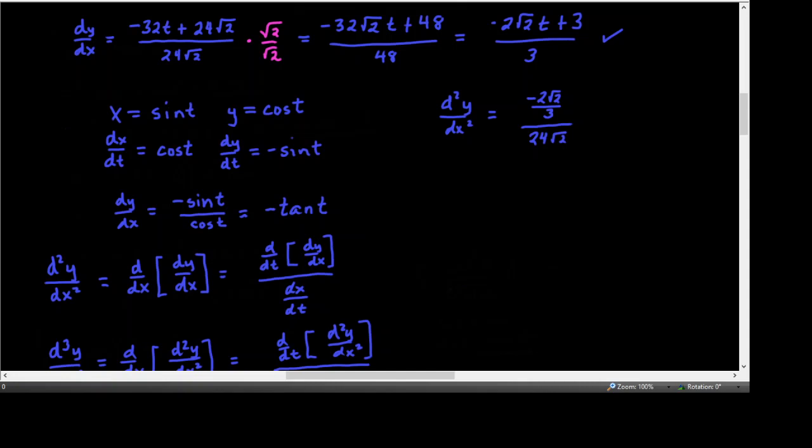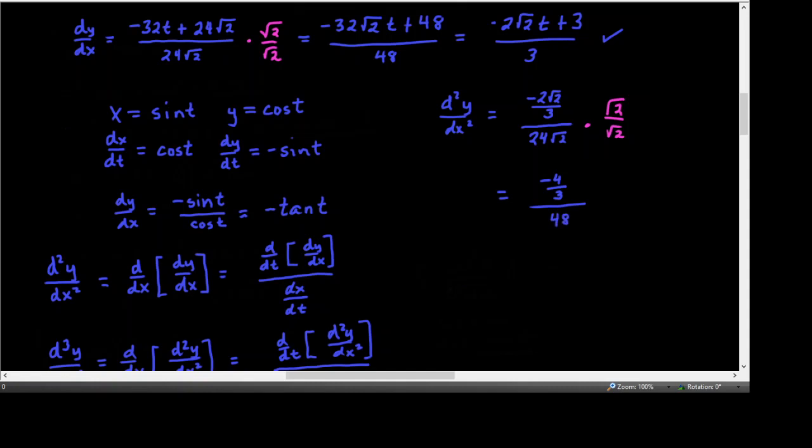Okay, then rationalizing the denominator, we'll multiply by square root of 2 over square root of 2. And also, to clear the equation of, well, I'll do it in 2 steps. Let's take care of the radical first. And so negative 2 square root of 2 times square root of 2 is going to be negative 2 times 2, which is negative 4, over 3. And that'll be 24 times 2, which is 48.